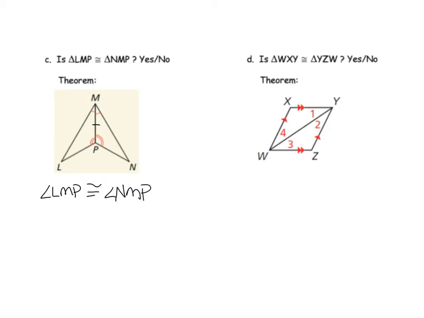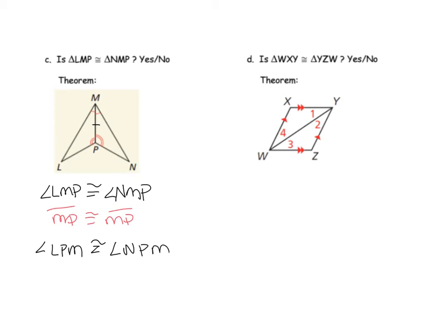Okay, so that's the top angle. And then we also have a side. We just figured out that MP is congruent to MP because of the reflexive property. Both triangles share the exact same side. And then the last angle we have is angle LPM being congruent to angle NPM.